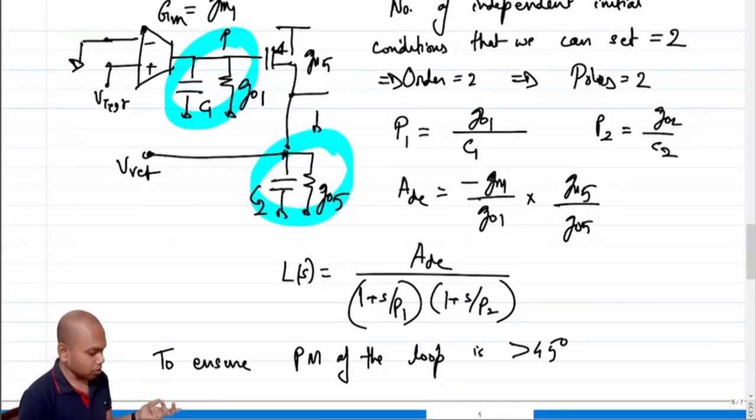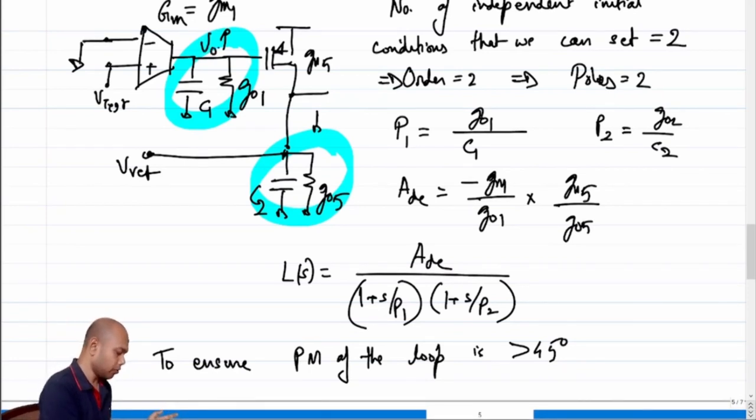Then what you can do is, if they are by default not separated, you can choose any one of the capacitances and make it dominant, right? So in this case, you can physically add more capacitance to the node V01, in order to move P1 to a lower frequency.